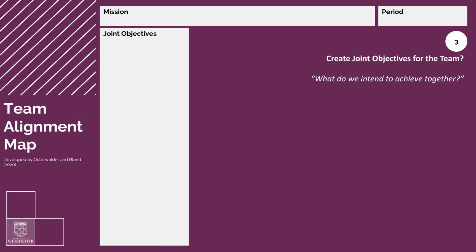Step 3 is creating joint objectives for the team. The thing you want to ask here, when you're in a meeting together, and like I say, using the top tips of doing this together, is what do you intend to achieve together. This will allow you all to understand what the end goal is. You've got the difference between the mission and your objectives.